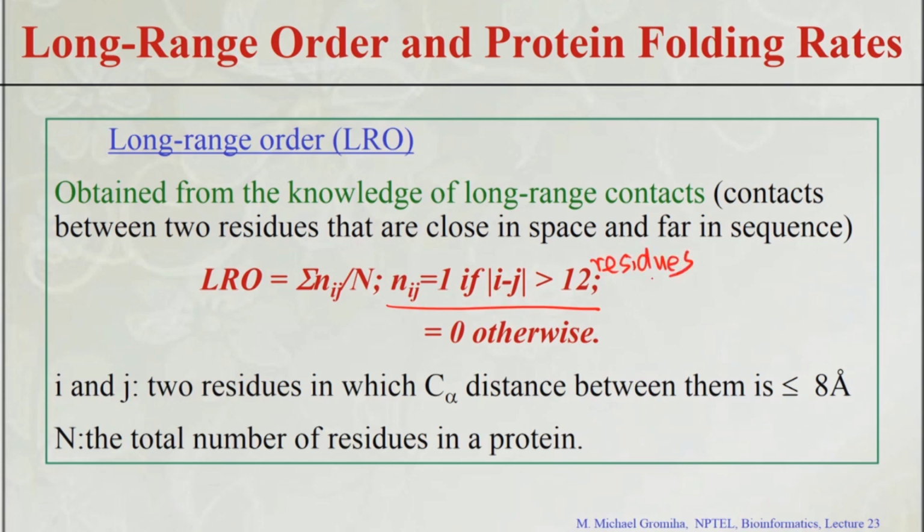So, how many adjustable parameters are there in long range order? One is the distance cutoff, and the other is the sequence separation. The distance is 8 angstrom and the sequence separation is 12 residues. So, you have two adjustable parameters. We can adjust these parameters to get the long range order and see how well it relates to the folding rates.